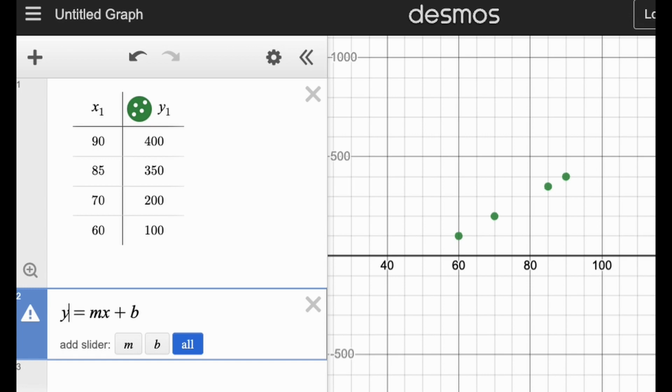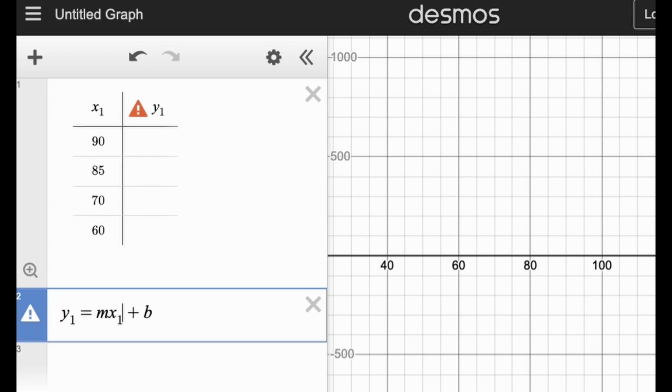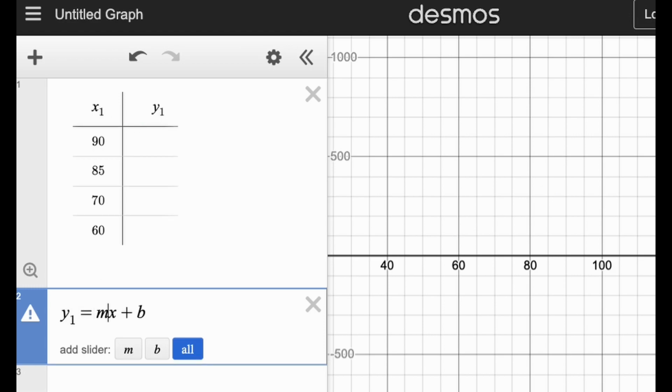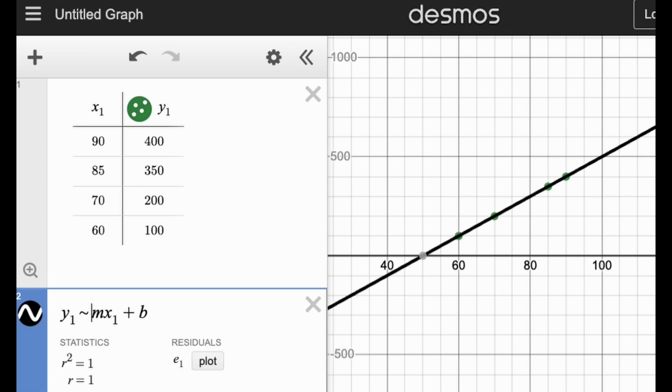One of the things is you have to put ones after your x's and y's, because our table has x1 and y1. You can have more than one data set in Desmos, so they try to attach a number to each. So let's do y1, x1. You also have to use a tilde instead of an equals.